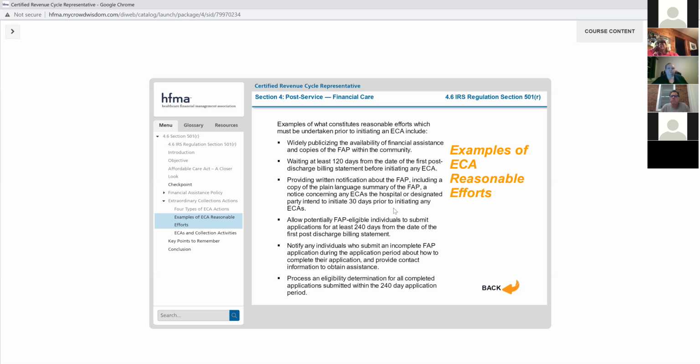to file. So I would imagine most institutions have a pending charity designation that they have their receivable in, which they would then clear out after a certain period of time. You have to notify any individual who submits an incomplete policy application during the application period on how to complete it and what corrective action they have to take, and you have to offer assistance. These are examples of reasonable efforts prior to placing someone or taking extraordinary collection action.